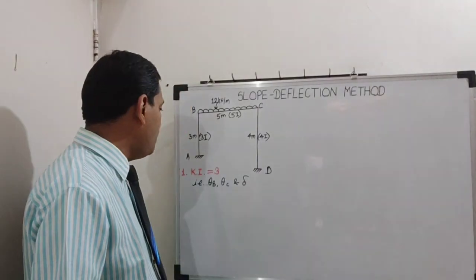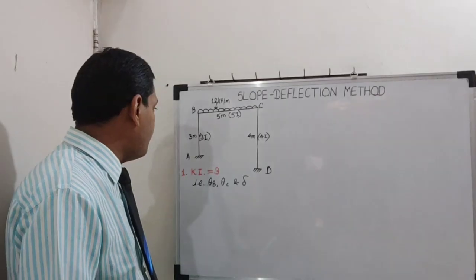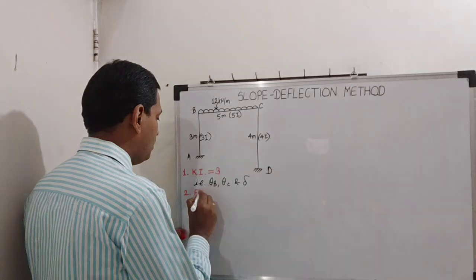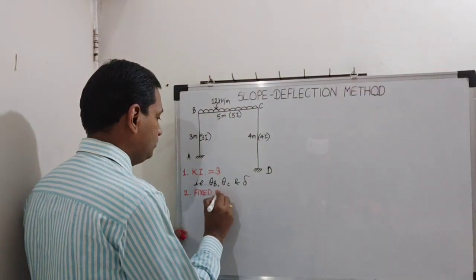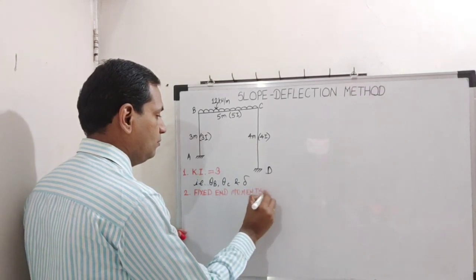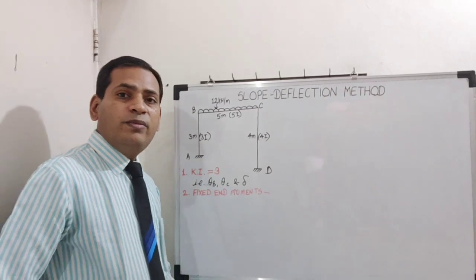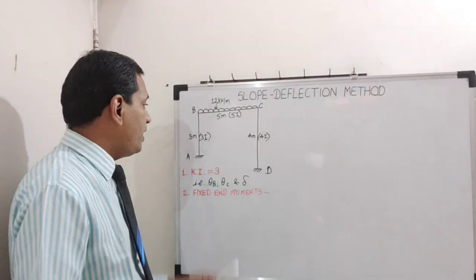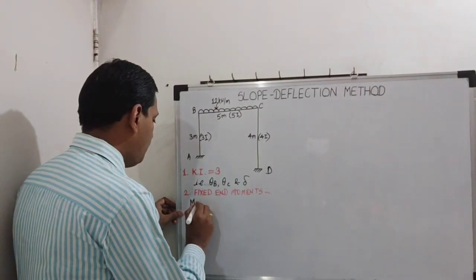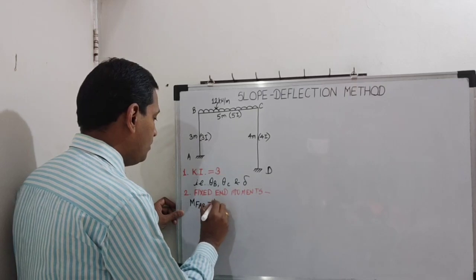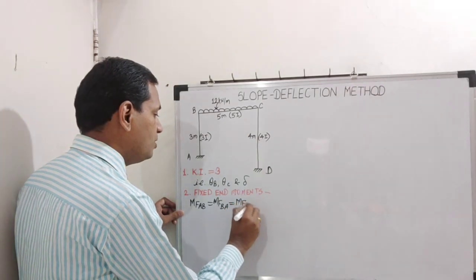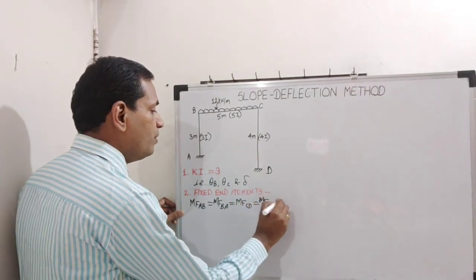So our second step will be fixed end moments. So what will be fixed end moments? Very simple. We have columns with zero external loading. So MFAB, MFBA and MFCD, MFDC. These four fixed end moments will be 0.